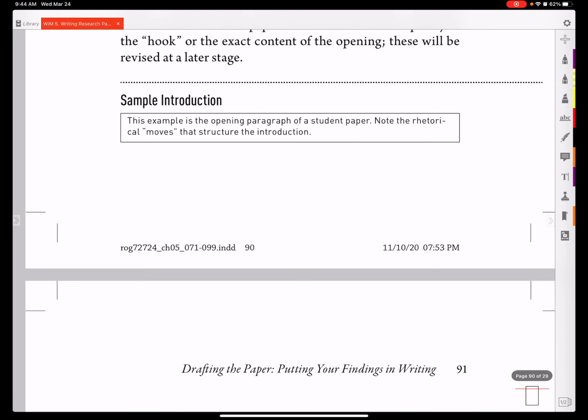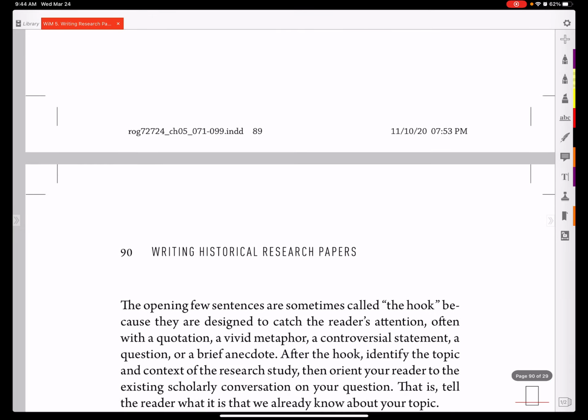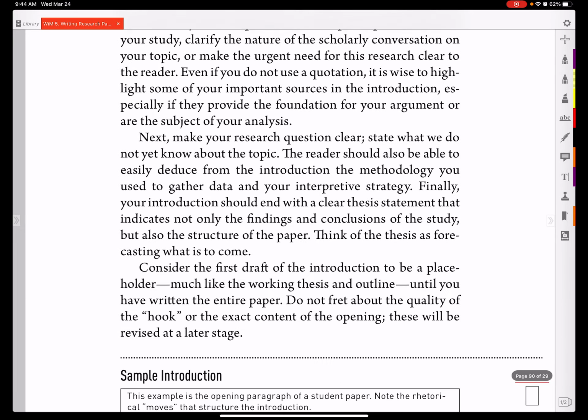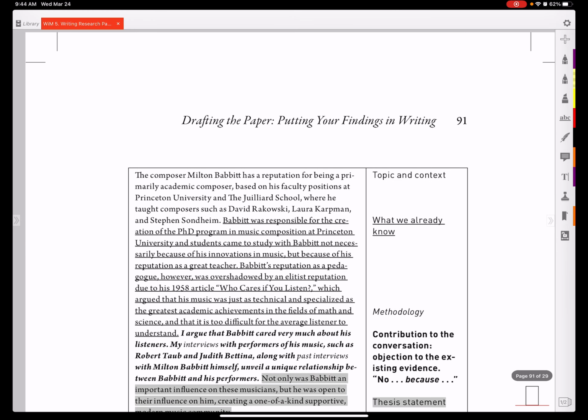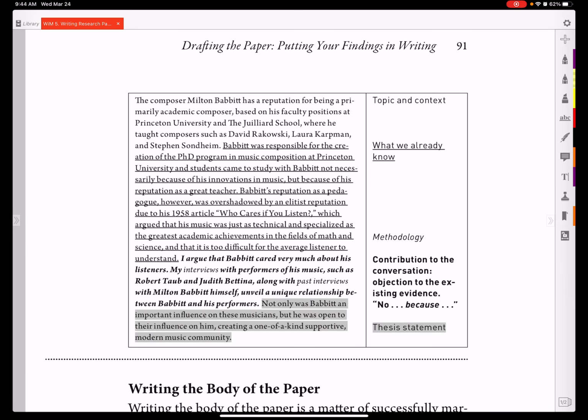So go ahead and read this. This part of the book starts on page 89 in the book. And then you have a sample introduction by an actual student. This is one of my students from Music History 3 class. And you can see how she followed this form pretty closely, although she doesn't start with a strong hook, like a controversial fact or something like that. She just starts with a description of the topic and context, and that's fine.